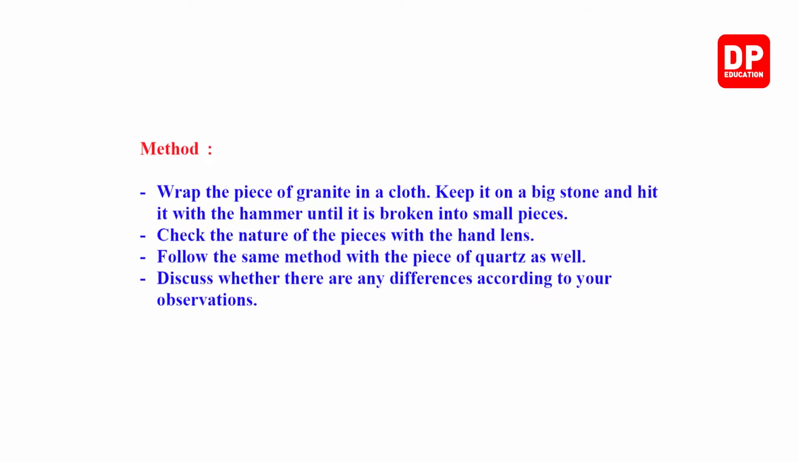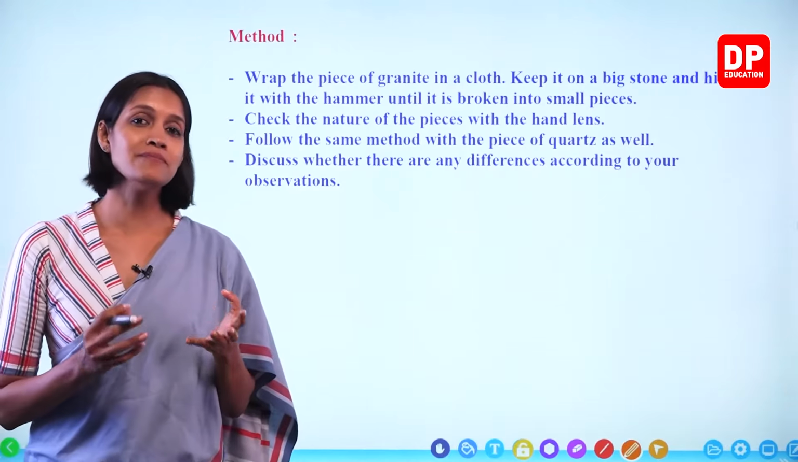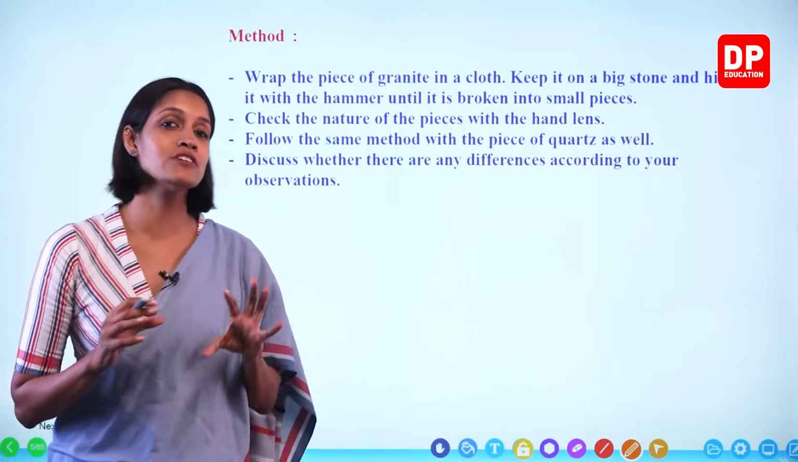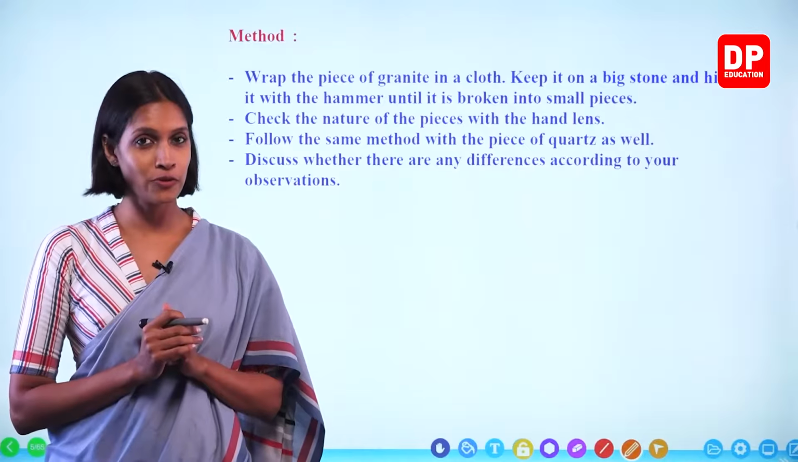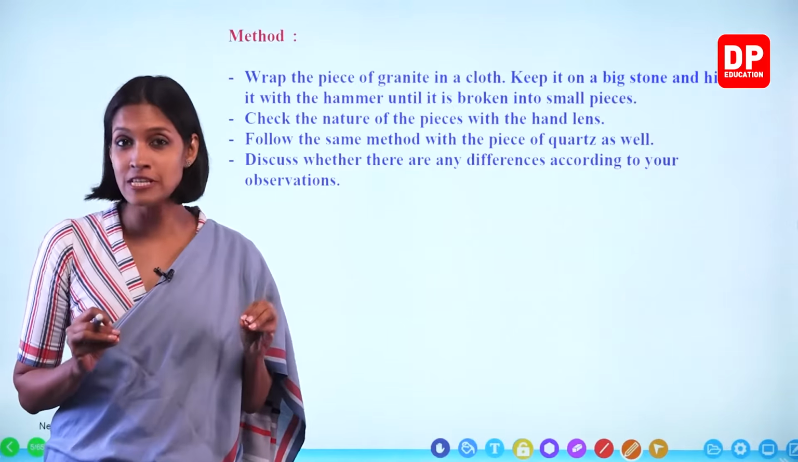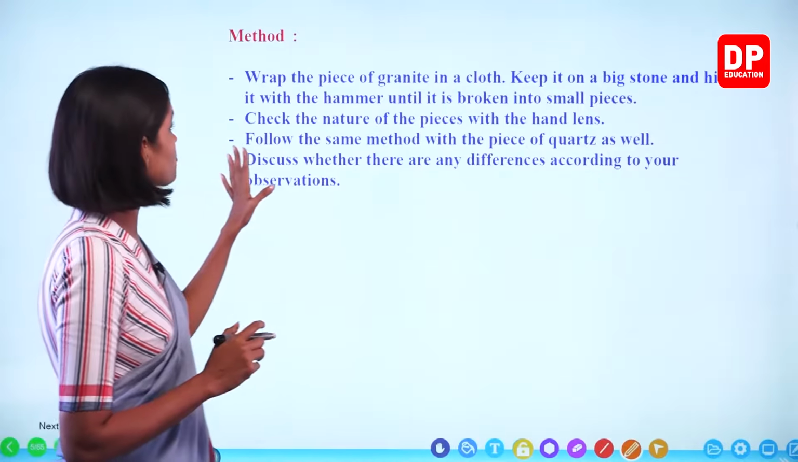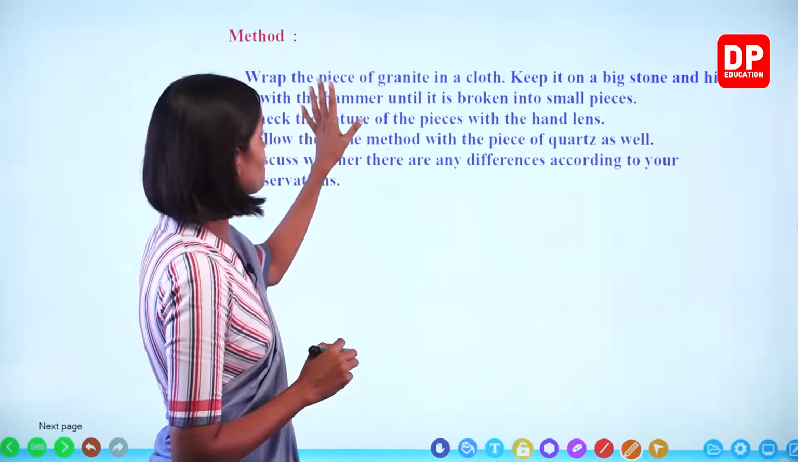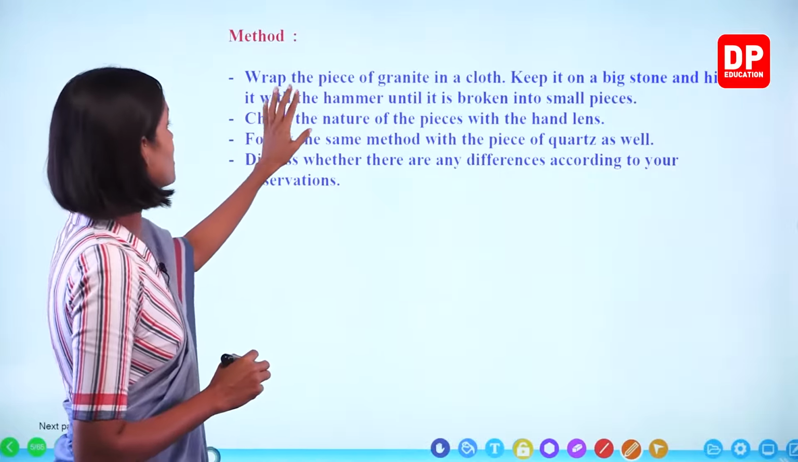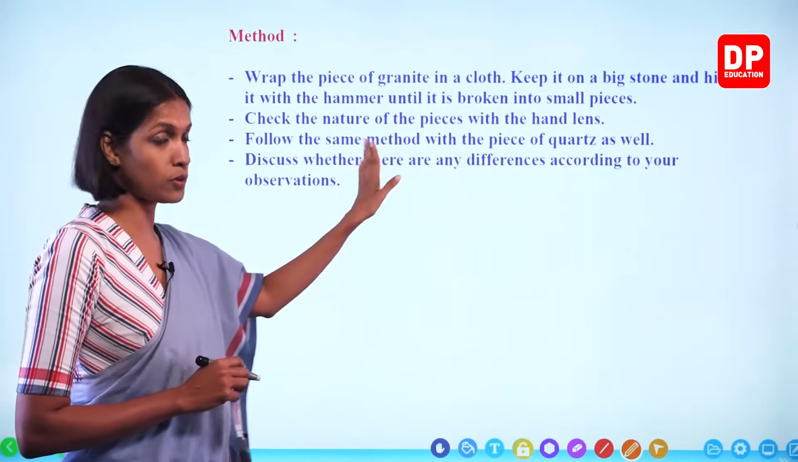Right. Method. Wrap the piece of granite in a cloth. Now, first of all, before you do this, you can simply observe the 2 pieces of stones from outside. Okay, children? After that, by breaking these 2 stones into pieces, we are going to observe the inside, okay? So wrap the piece of granite in a cloth. Keep it on a big stone and hit it with the hammer until it is broken into small pieces. Okay, children?